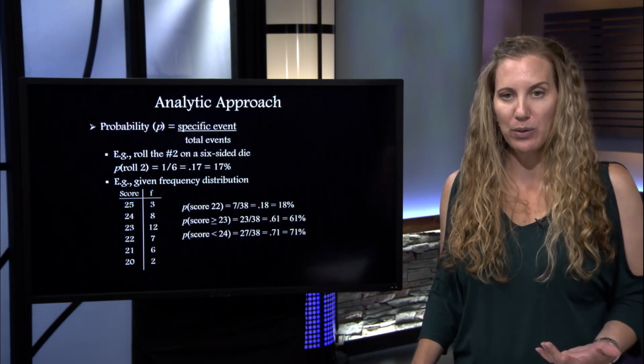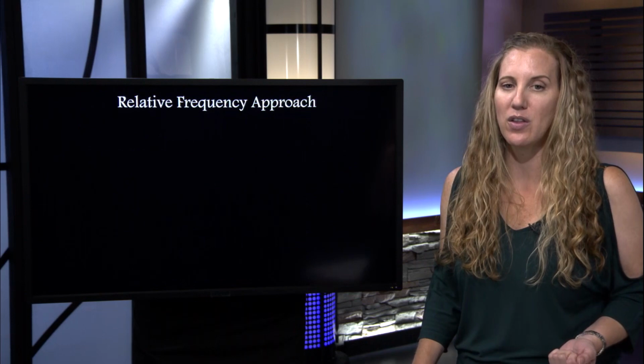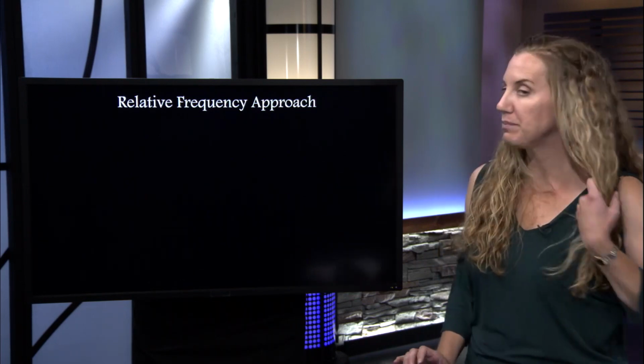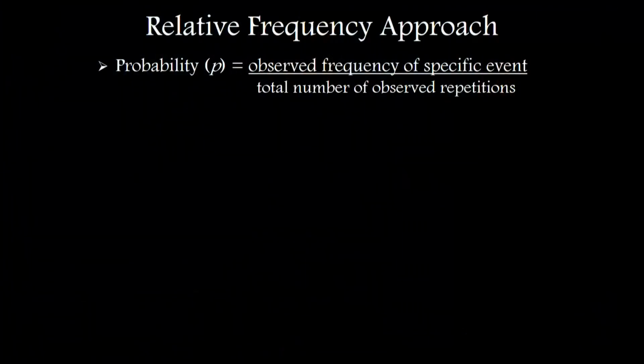An alternative approach, which actually works hand in hand and is going to be important later in the semester, is called the relative frequency approach to probability. So with a relative frequency approach, it's a little bit different. Now we're talking about how our probability is equal to our observed frequency of specific events divided by the total number of observed repetitions. The observed frequency of a specific event divided by the total number of observed repetitions.